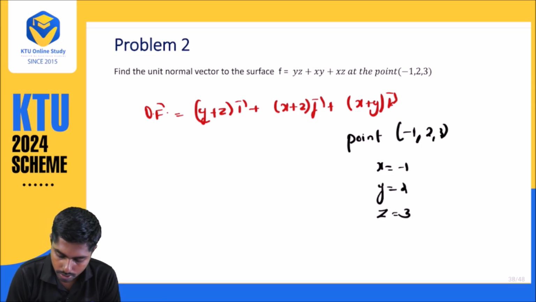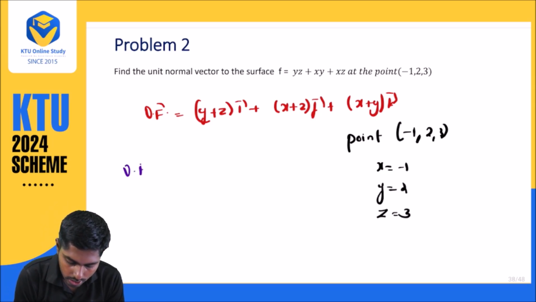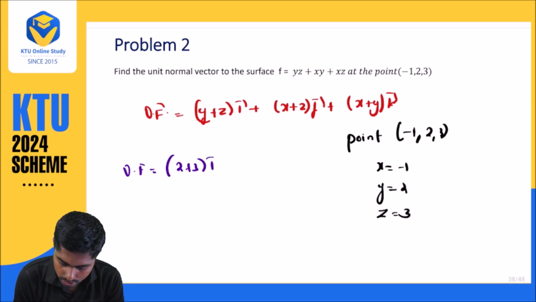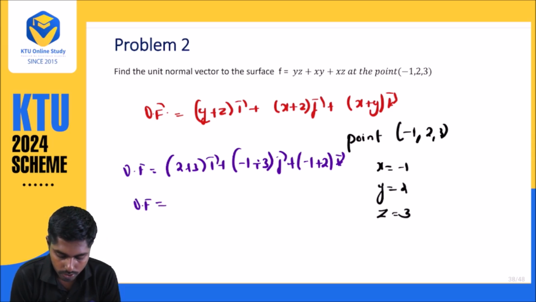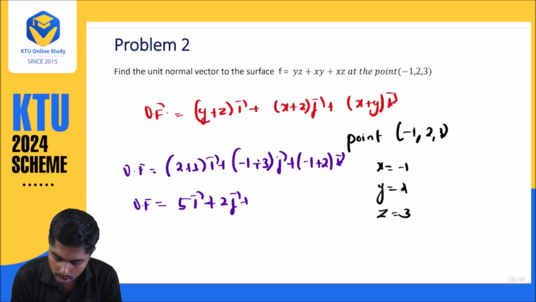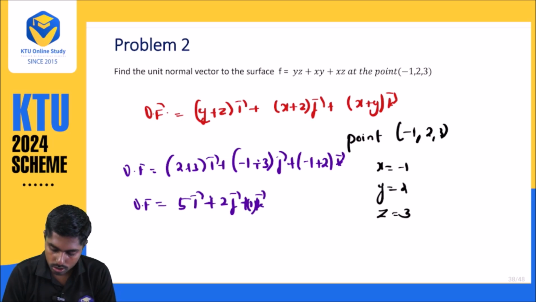So what will we be getting? We will be getting del f is equal to 2 plus 3 i vector plus minus 1 plus 3 j vector plus minus 1 plus 2 k vector. So gradient f is equal to 5 i vector plus 2 j vector plus 1 k vector. So what is the thing they asked? They are asking about the unit vector.